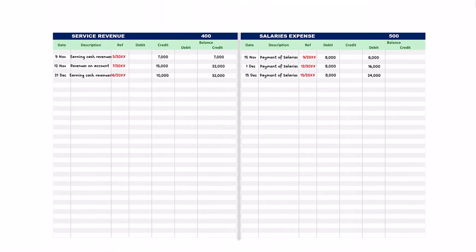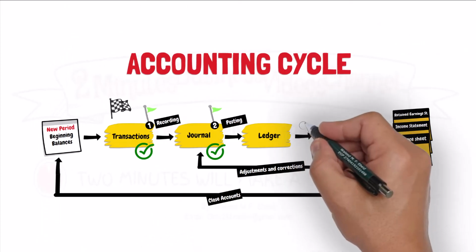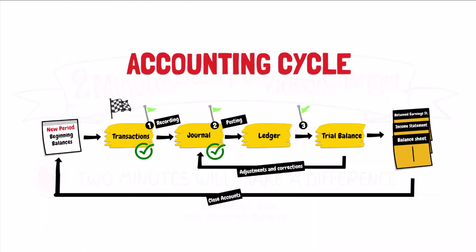This is the end of this video about posting to the General Ledger. The next step in the accounting cycle is to prepare the trial balance. Please check that in the following video.